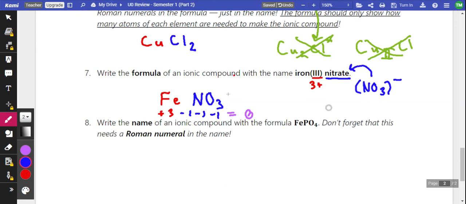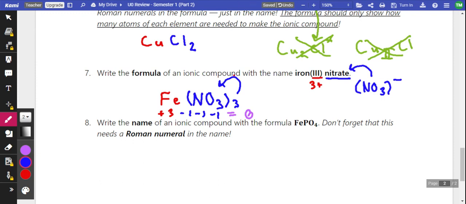Now, I can't just write the 3 after this, because then it's going to look like NO33, which is not what we're trying to say. We're trying to say that the nitrate thing, that whole thing, is there 3 times. So instead, I'm going to wrap this whole thing up in parentheses. So that whole nitrate thing is there 3 times. And it's still going to look a little funky having the 3s so close to each other. But this way, this whole nitrate polyatomic ion, that whole thing is there 3 times.